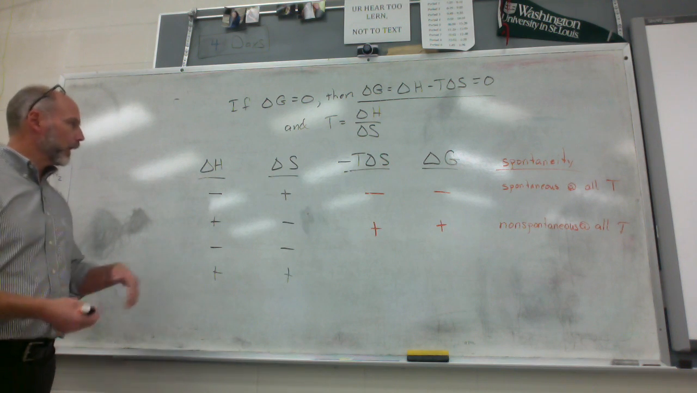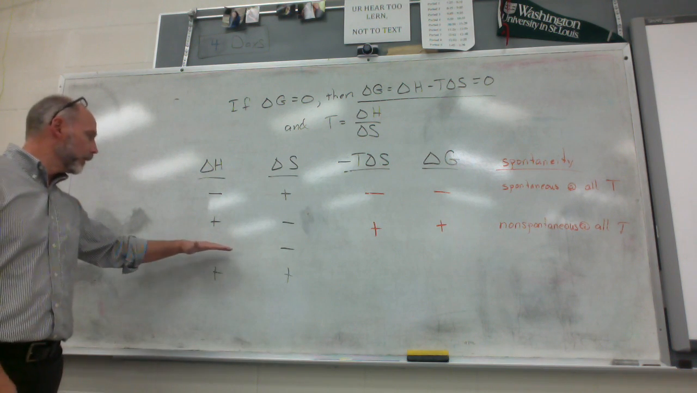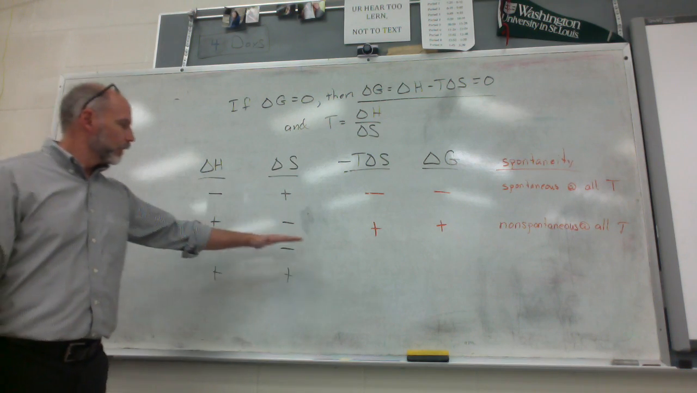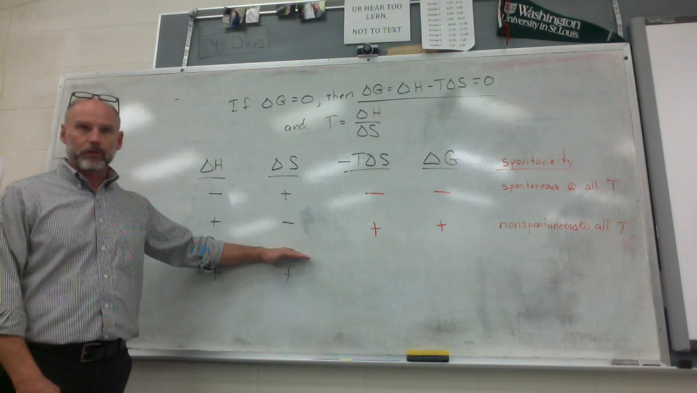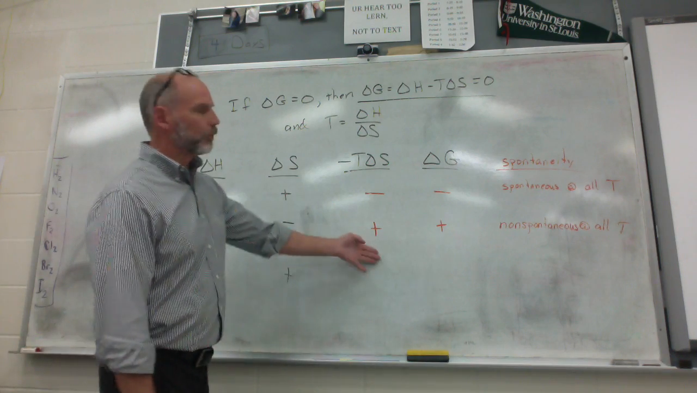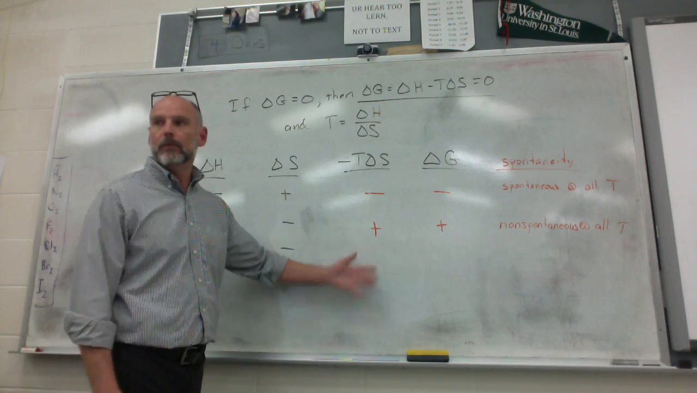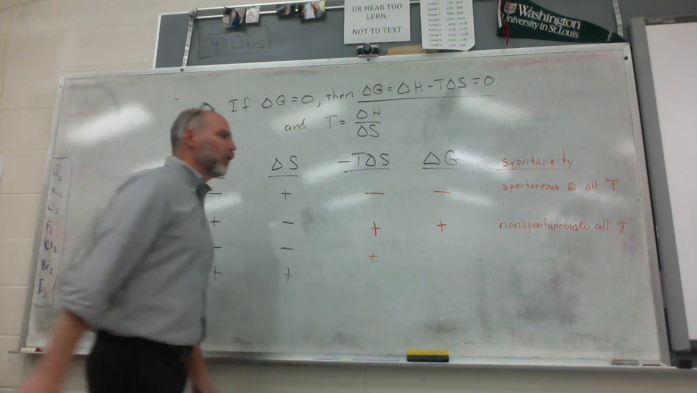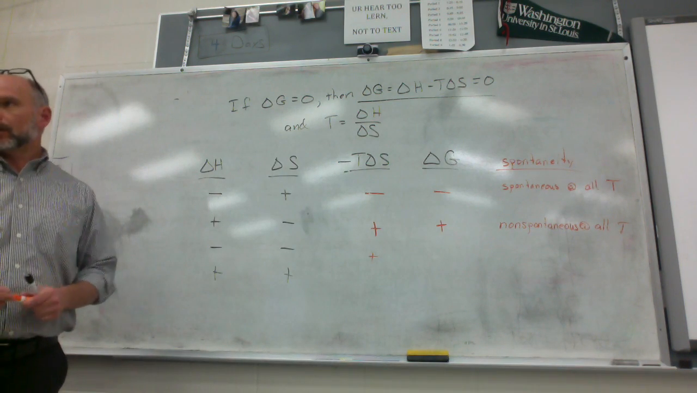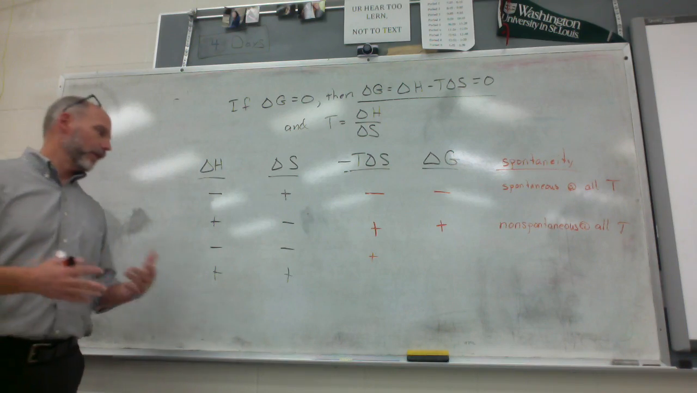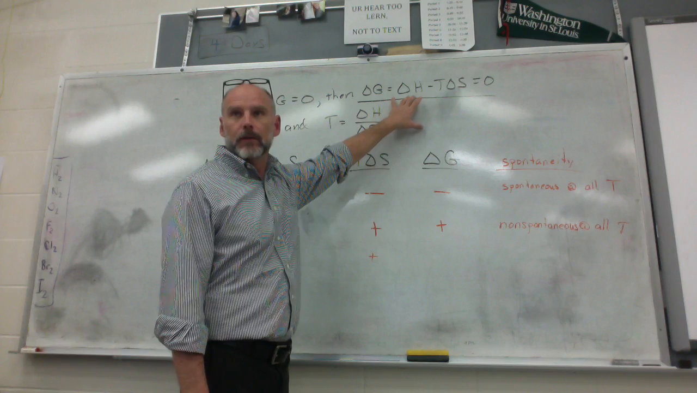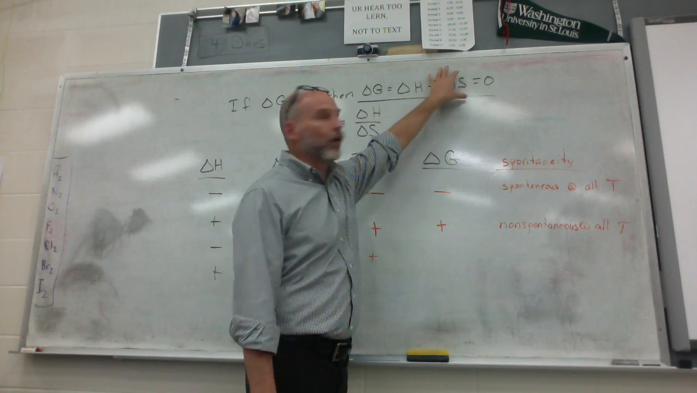Okay, but now we get into this scenario. Exothermic process, negative delta H, negative delta S. Okay, well, what's my negative T delta S going to be? Positive. What is my value of delta G going to be? Well, that's going to make it interesting. This term is going to be negative. This term is going to be positive.